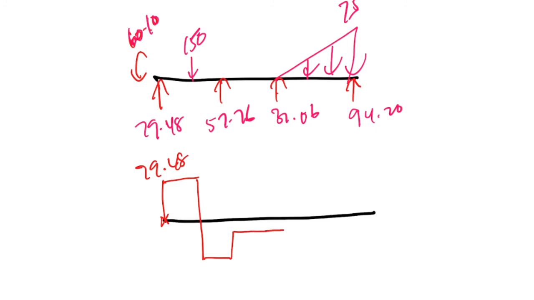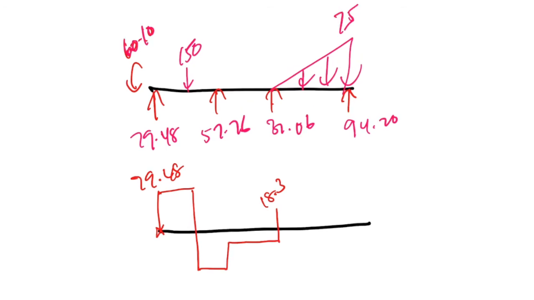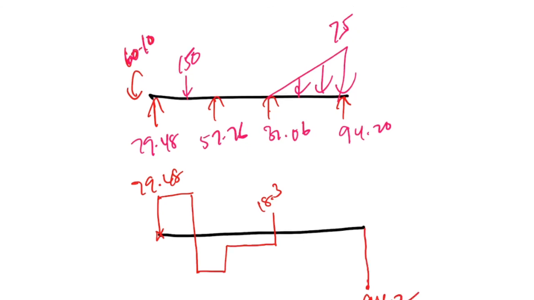Negative 12.76 plus 31.06, we get 18.3. Minus 0.5 times 3 times 75, we get 94.2 negative. This is 94.2, so negatives are going up.